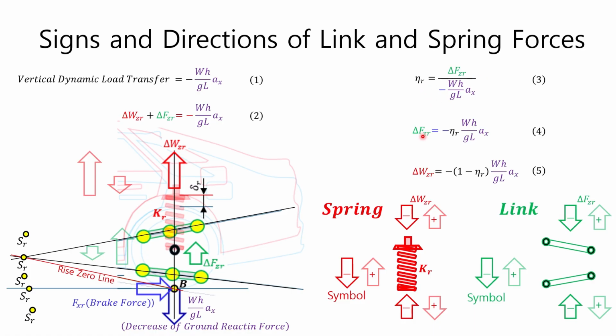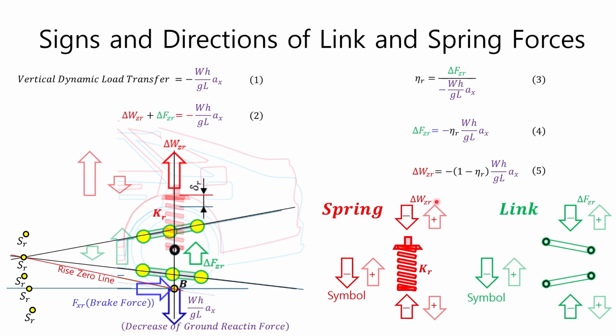Therefore, the vertical dynamic load acting on the link can be expressed as equation 4. From equations 2 and 4, the vertical dynamic load of the spring, delta WZR, can be expressed as equation 5. The amount and direction of the vertical dynamic load acting on the spring, delta WZR, are determined according to equation 2, once the link force of the suspension with the brake wheel, delta FZR, is determined.